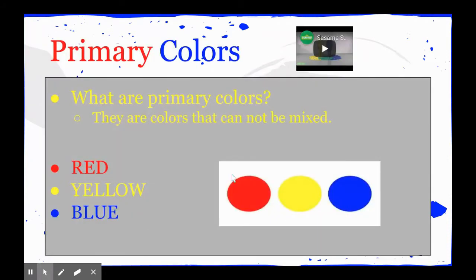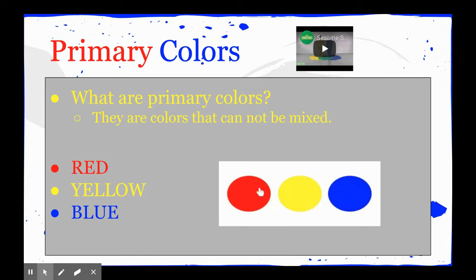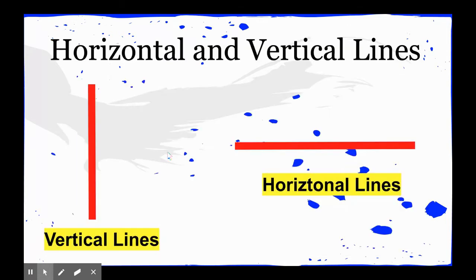Today, we're going to be learning about primary colors. Primary colors are the first colors. They are colors that cannot be mixed. So that means you have the red, the yellow, and the blue. You cannot make a red from any other color, a yellow from any other color, or a blue from any other color. I do have the fun OK Go video here where you get to learn about the primary colors, and we can always watch that a little later too.